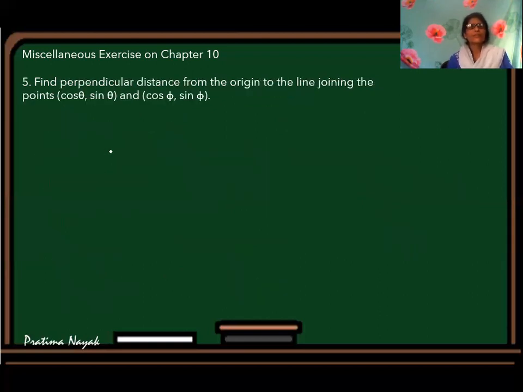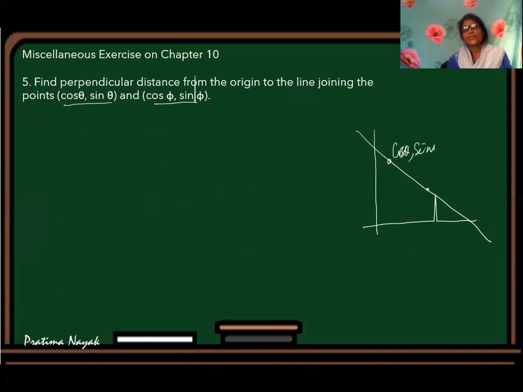Question number 5. Find the perpendicular distance from the origin to the line joining two given points: cos theta, sin theta and cos phi, sin phi. We have to get the perpendicular distance from the origin to the line joining the point cos theta, sin theta and the other point cos phi, sin phi.